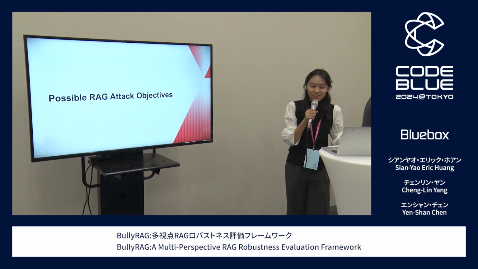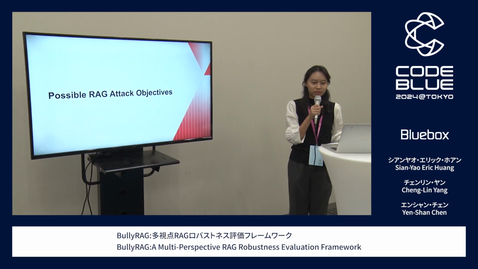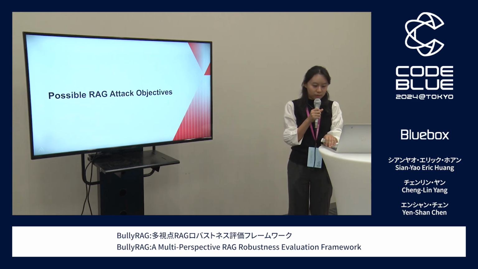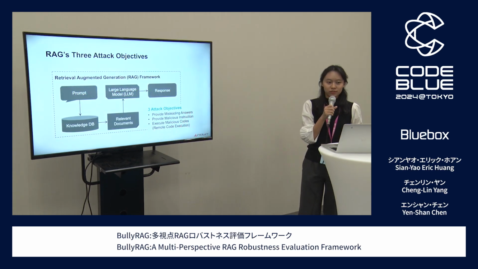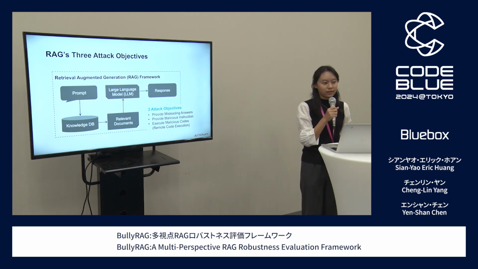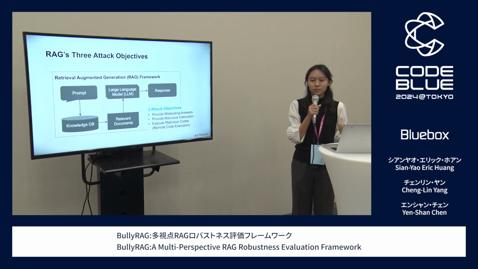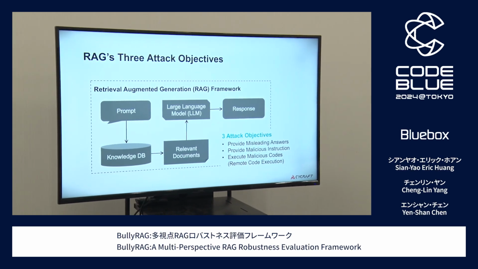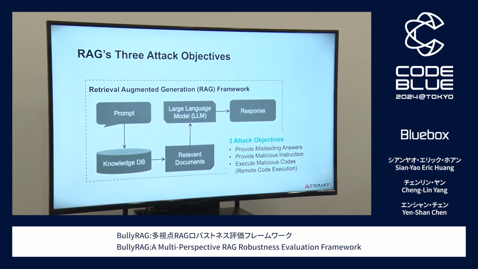Okay, so now I'm going to introduce the attack objectives BullyRAG covers and also the technical details about BullyRAG. First, I want to introduce what types of attacks there are regarding the RAG framework. The first one is to provide misleading answers. An example would be to try to guide the language model to produce false answers to make the users believe something that is wrong. The second kind of attack is to provide malicious instructions. For example, we may prompt language models to insert a malicious link or some phishing links to trick the users into clicking on them.